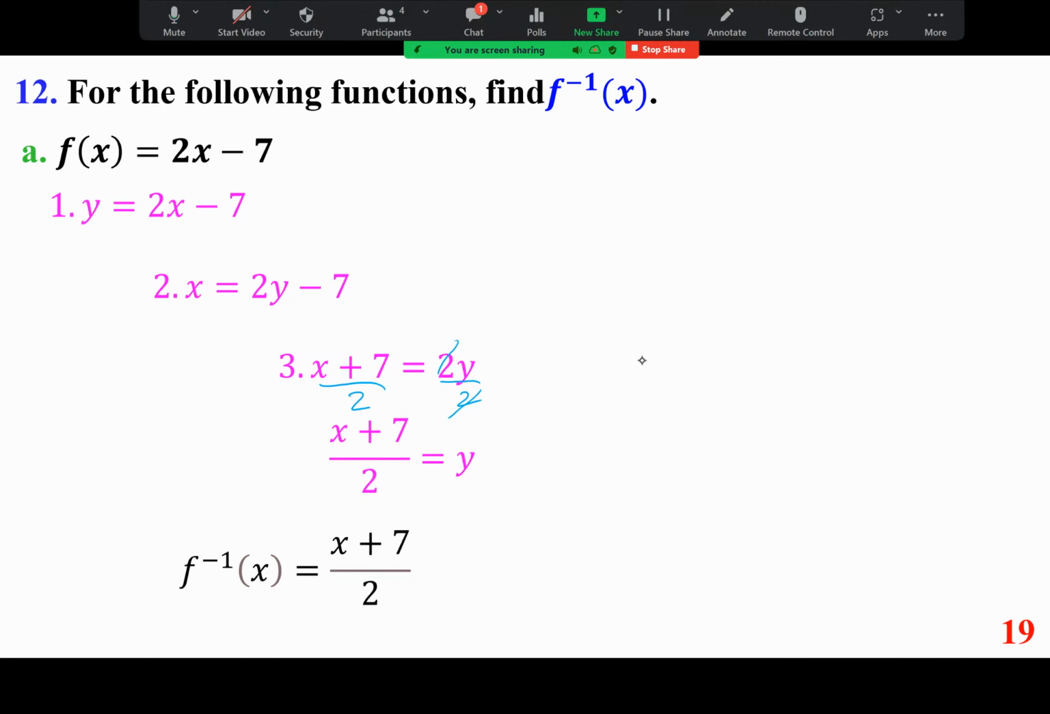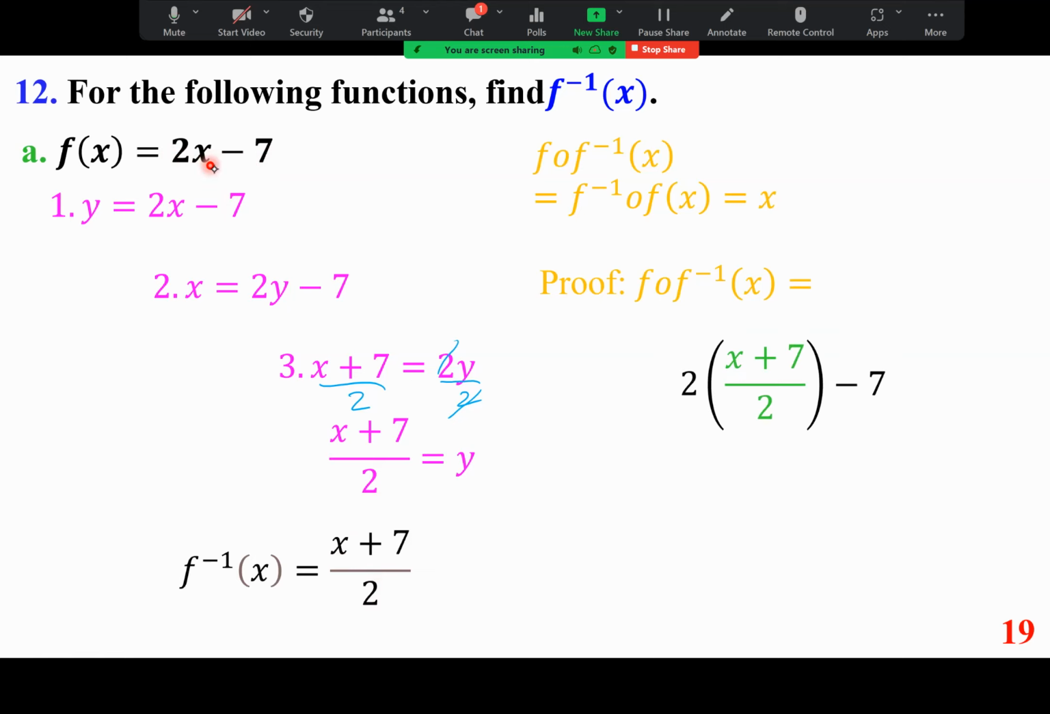To prove we haven't come up with the wrong answer, we look at their composite function, either f of f inverse or f inverse of f. As long as you do one of them is good enough. So for example, if I want to do f of f inverse, all I have to do in the f function is replace the x with f inverse.